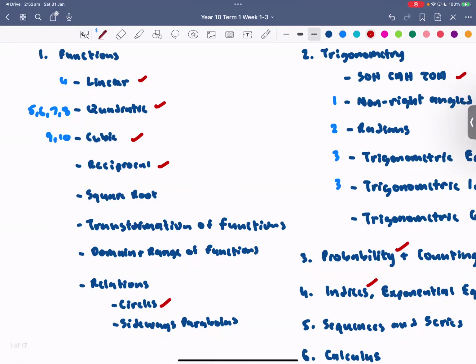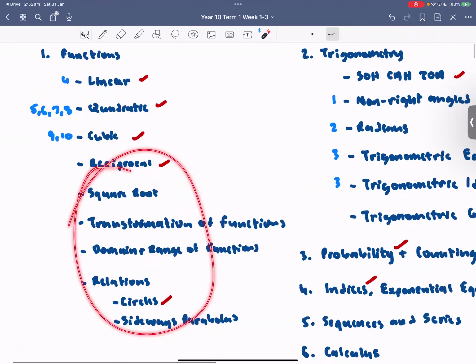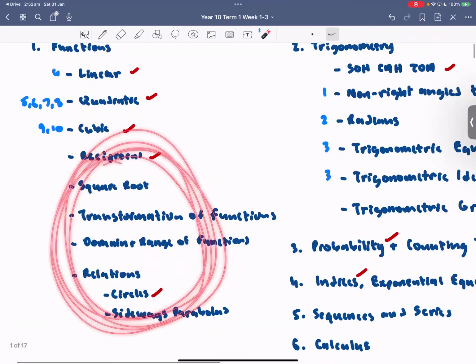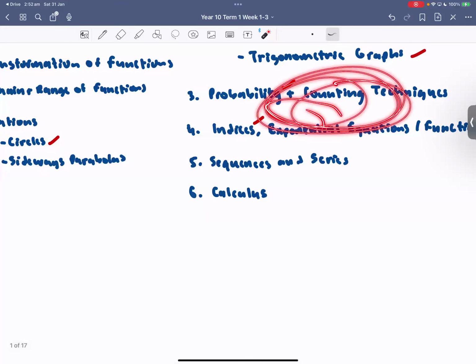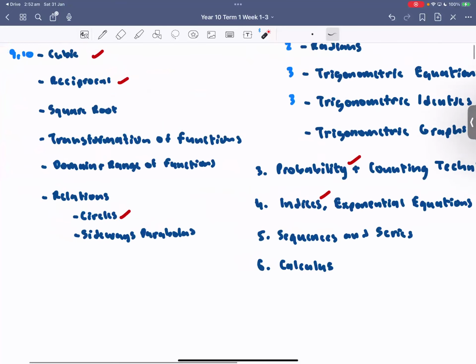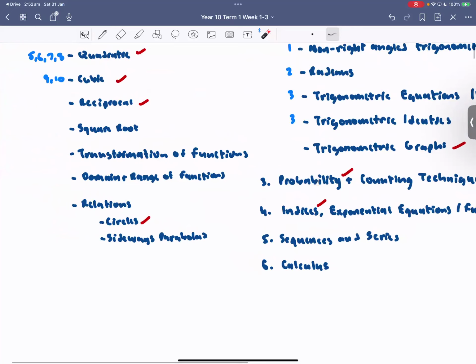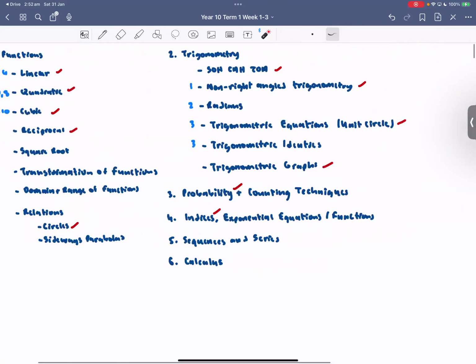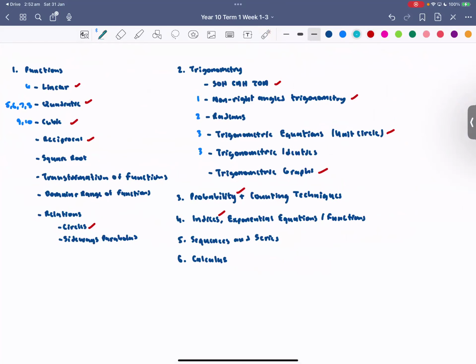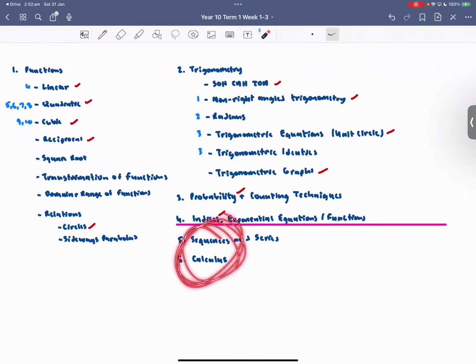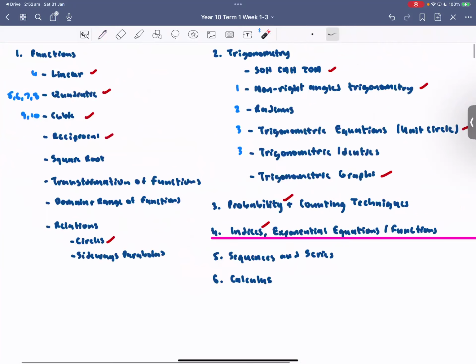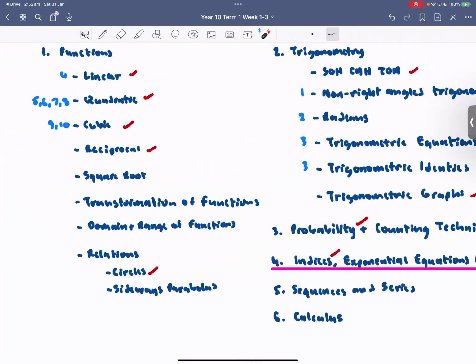And then next term, we'll do the reciprocal, square root, all this we'll do next term. And we'll do probability and counting techniques next term. So that's all next term stuff. The only thing we will not do is term 3 onwards. So we're going to do everything that I put in blue. That is the plan for this term.